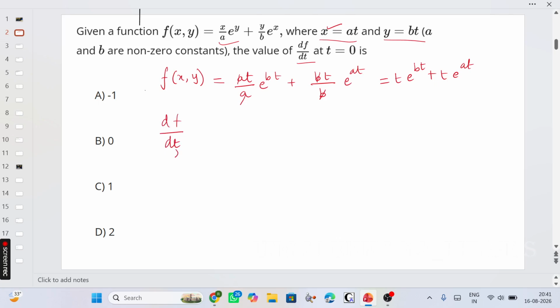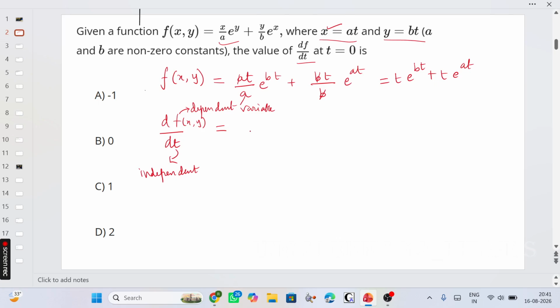You know, t is the independent variable and f is the dependent variable. Even though the function is a function of x comma y, we are differentiating with respect to t. So that thing you have to keep in mind, right? So let's start differentiating this.